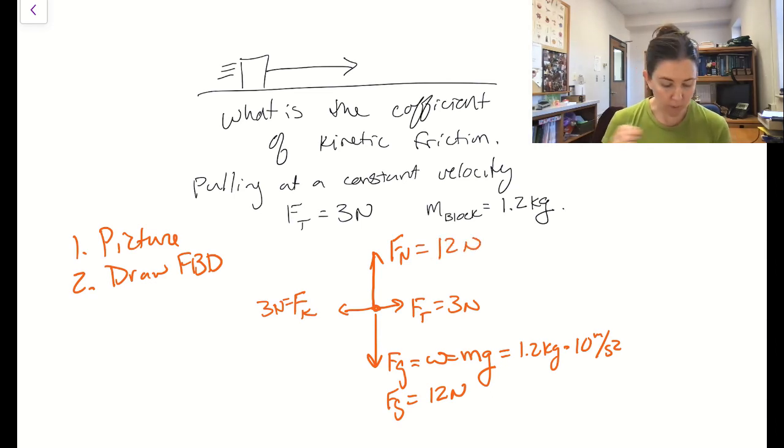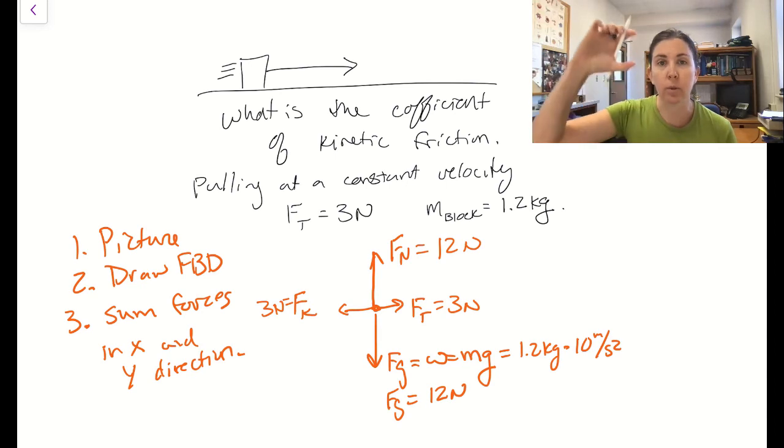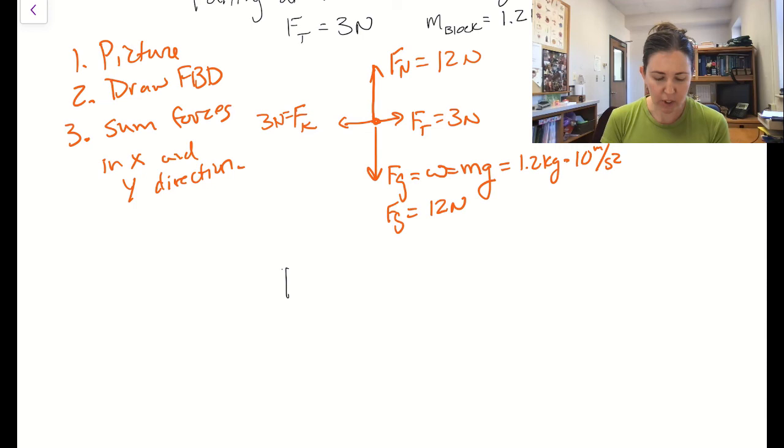Okay, so step 3, oftentimes in solving a problem, is to sum the forces in the x and y directions. I already did that when I was drawing my free body diagram. I have my equal forces, 3 newtons on each side, and my equal forces, 12 newtons on each side. So we start with the equation that the force of kinetic friction is mu sub k times the normal force, and divide both sides by the normal force.